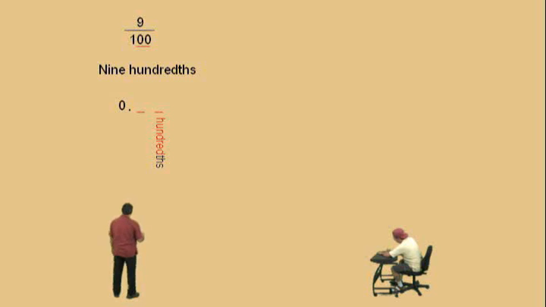Now, how many hundredths do we have, Charlie? 9. That's right, and we put a zero for our place value, and there it is, 9/100. So 9/100 is written as 0.09, which is, of course, 9/100.